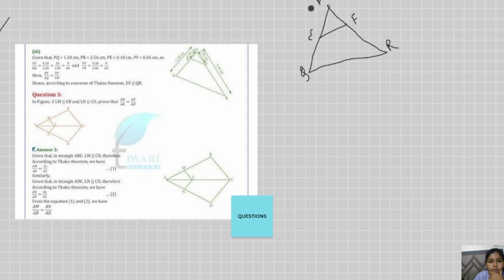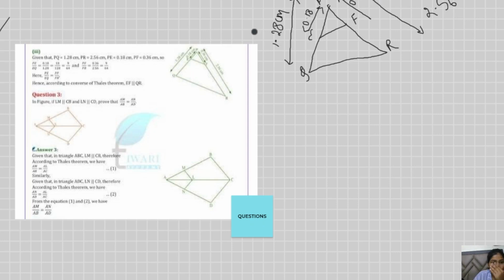This is given as 1.28 centimeters. I'm sorry, 1.28 centimeters is basically PQ. I'm drawing here just to make it a little bit clearer. And this is 2.56. PE is 0.18 and this is PF, this was 0.36.